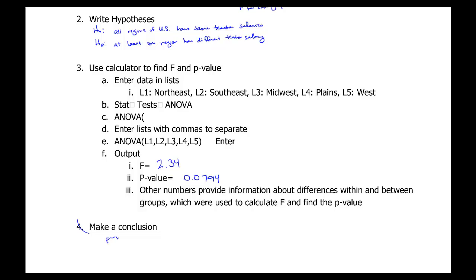So p-value of 0.0794, alpha is 0.05. The p-value is bigger than alpha, so we fail to reject the null hypothesis. And in the context of the problem, fail to reject the null hypothesis means all the regions of the U.S. have the same teacher salaries.